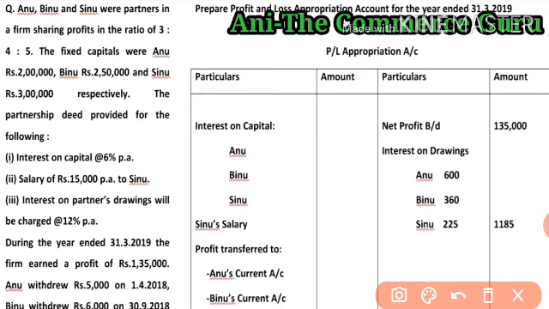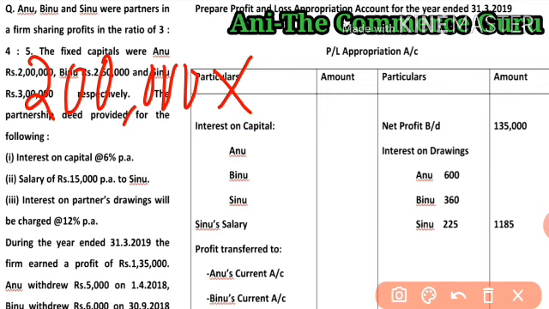Now we have to calculate interest on capital of each partner, interest on their respective capitals. First we will calculate for Anu. Anu's capital is rupees 2 lakh, into a rate of interest on capital of 6%.